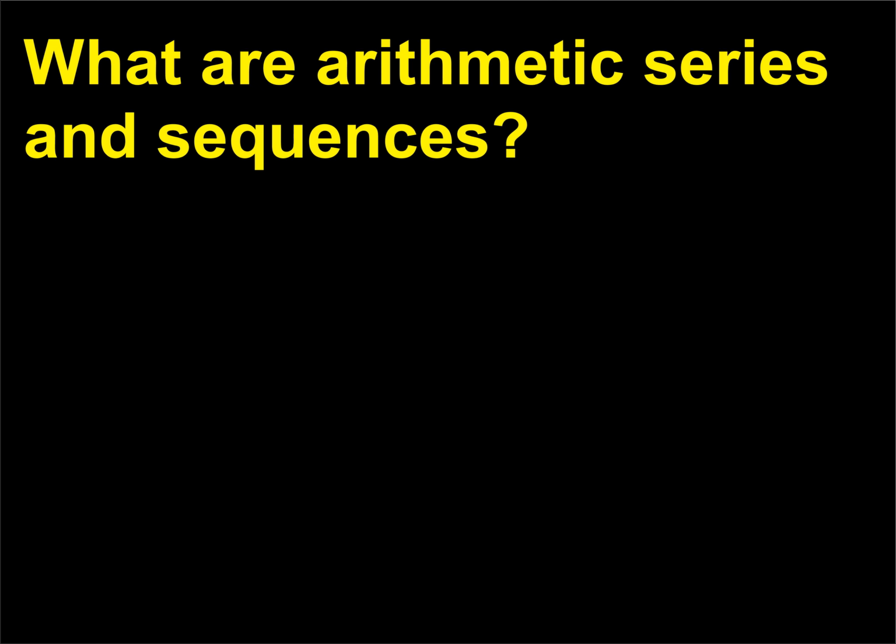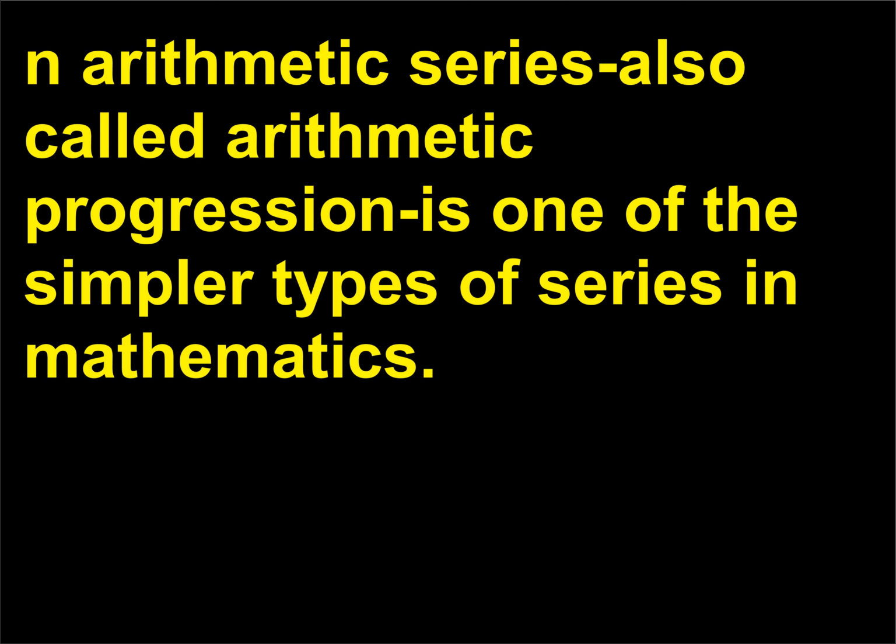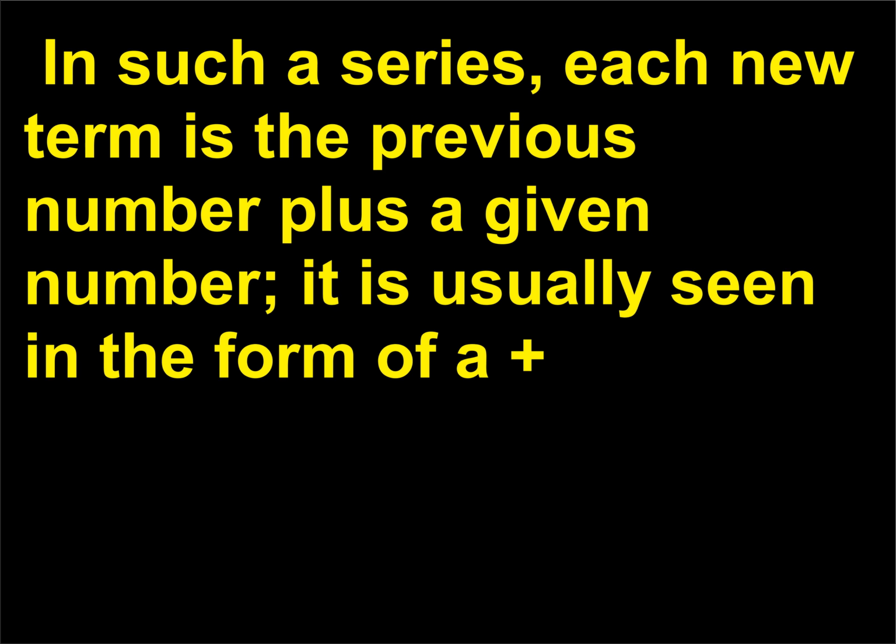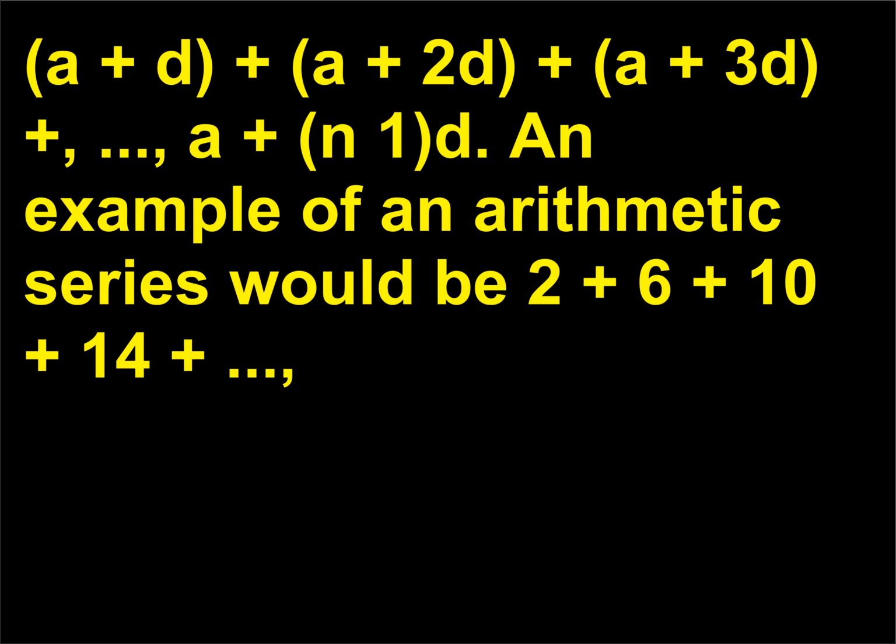What are arithmetic series and sequences? An arithmetic series, also called arithmetic progression, is one of the simpler types of series in mathematics. In such a series, each new term is the previous number plus a given number. It is usually seen in the form of a plus (a plus d) plus (a plus 2d) plus (a plus 3d) plus (a plus (n minus 1)d).